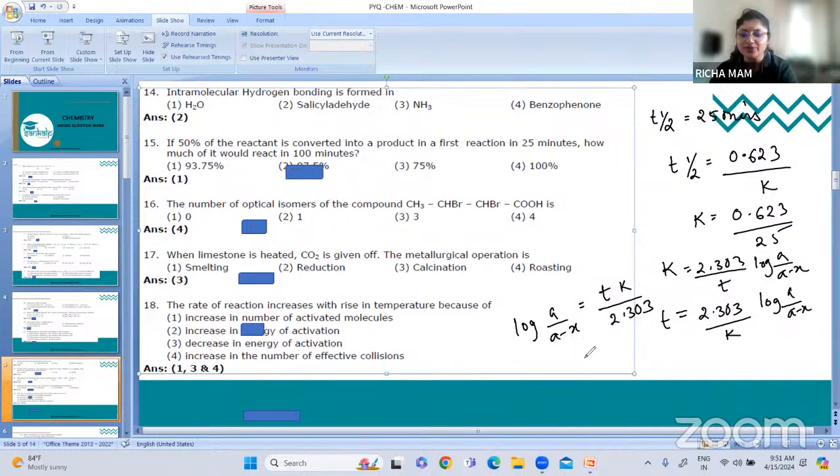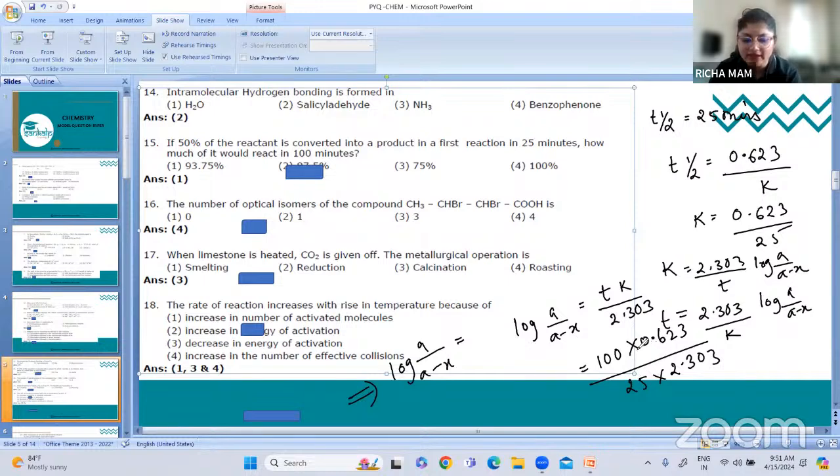So how much would it react? 100 is the time, and K is equal to 0.693 by 25, into 100, divided by 2.303. So log of A by A minus X is equal to, after solving this, how much will you get? Just see. So you get 4 log of 2. After taking the antilog, you'll get 4 of, just see, solve it.